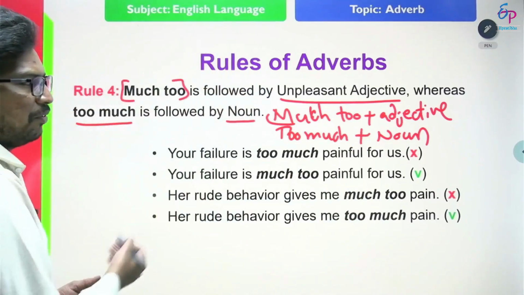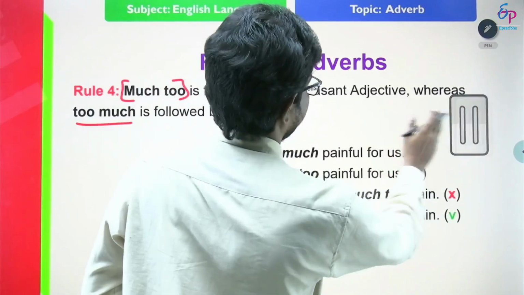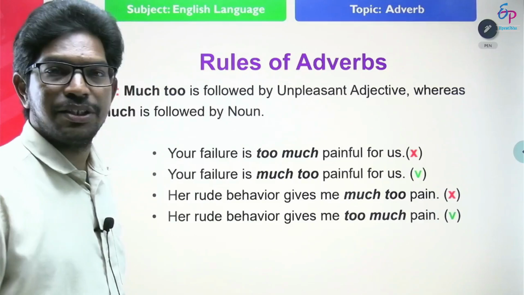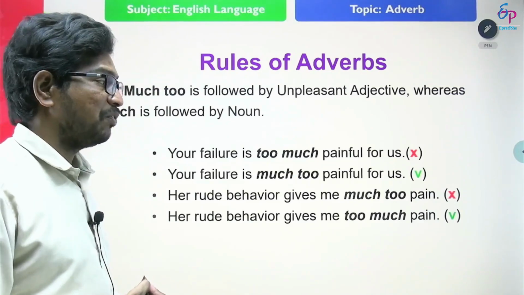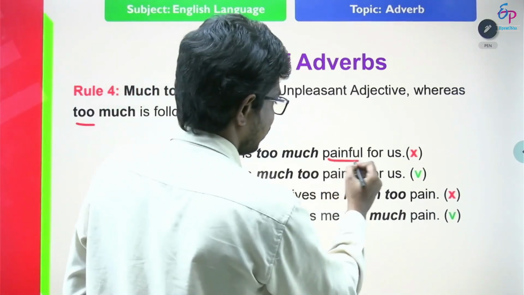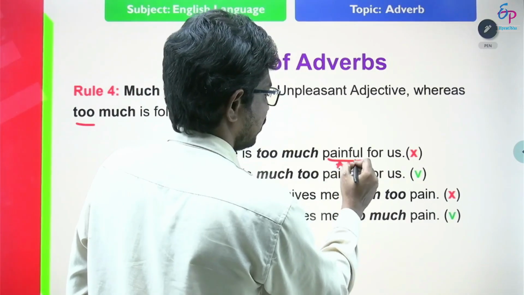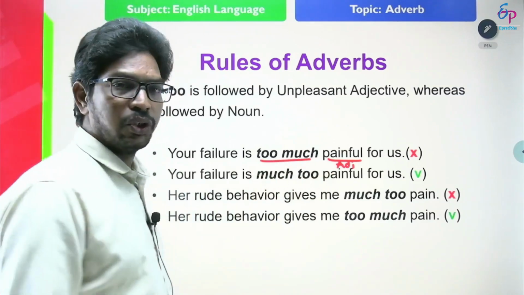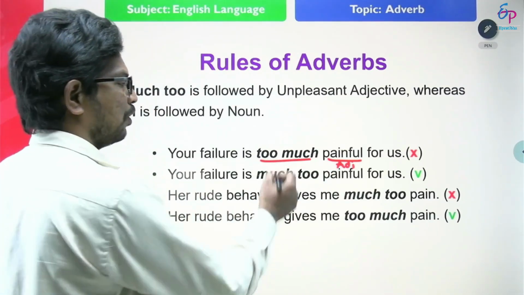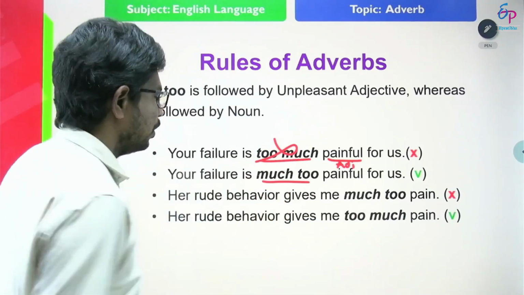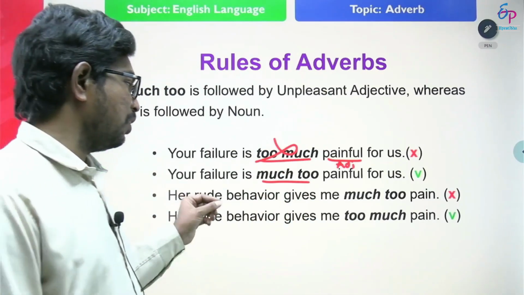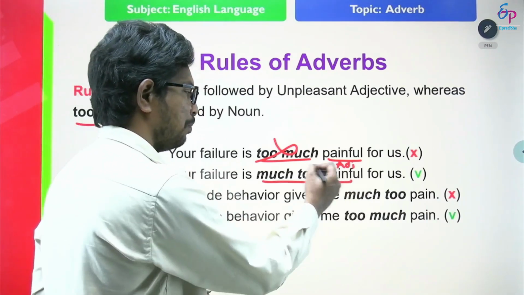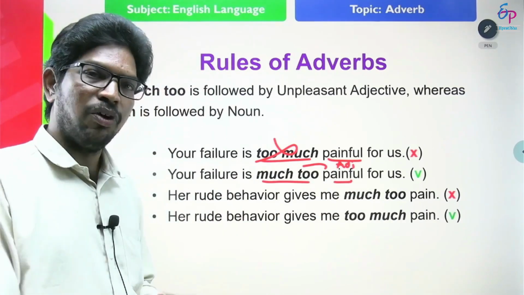So look at the statement and find out the error. Your failure is too much painful for us. Here, what is painful? This is an adjective. The words ending in ful are adjectives. So too much cannot be used before an adjective. Before an adjective, we use much too. Your failure is much too painful for us is correct. So before an adjective, it should be much too, not too much. Before a noun, it is too much.